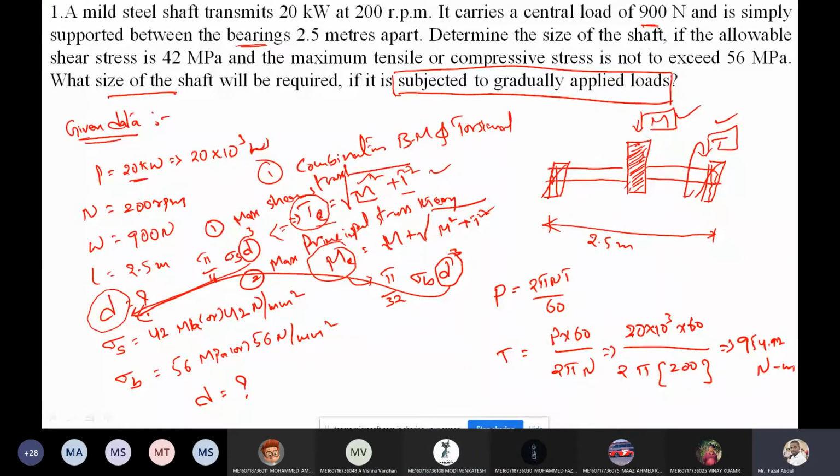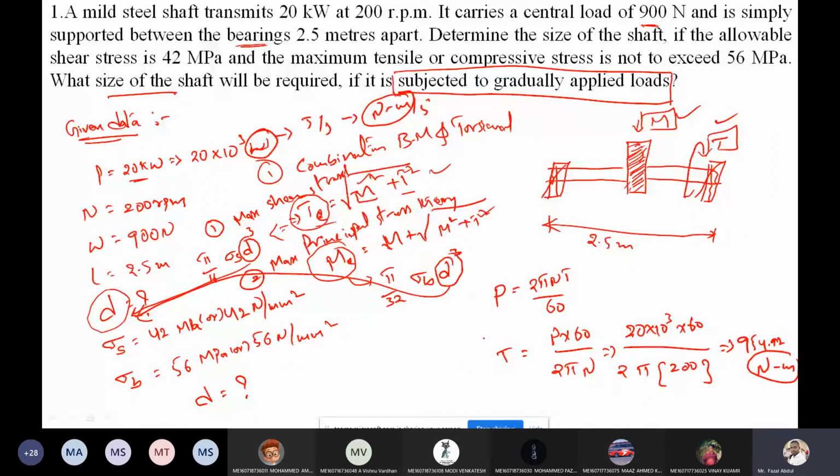Why am I writing Newton meter? The power value is given in terms of watts. Watts means joules per second, and joules per second means Newton meter per second. So we get Newton meter here, and the same units should appear here. Now the torque is calculated.